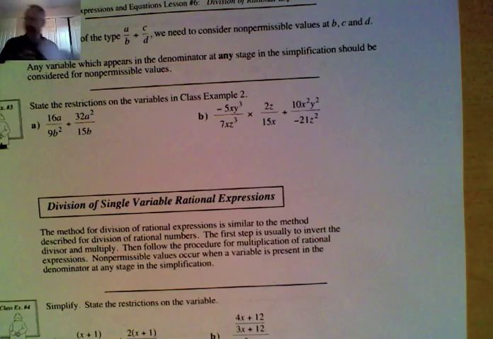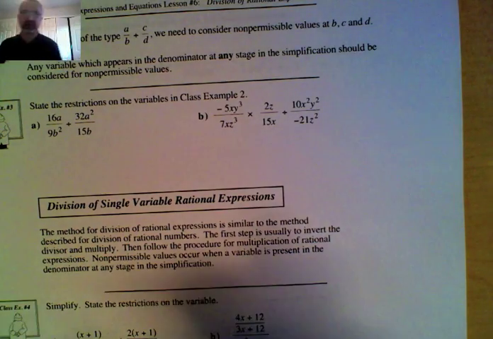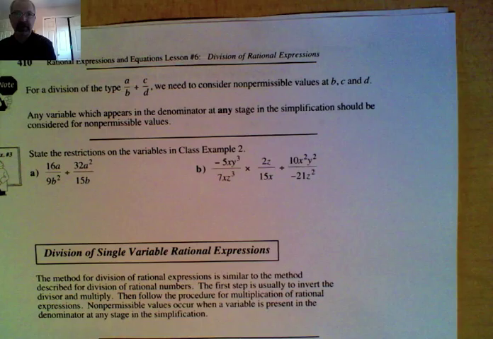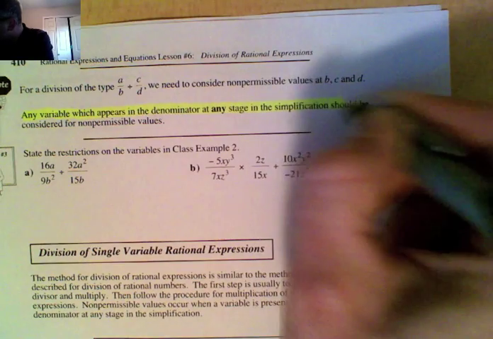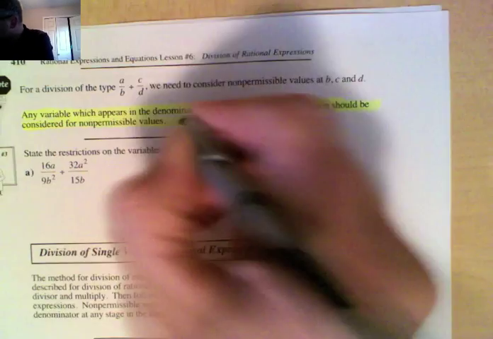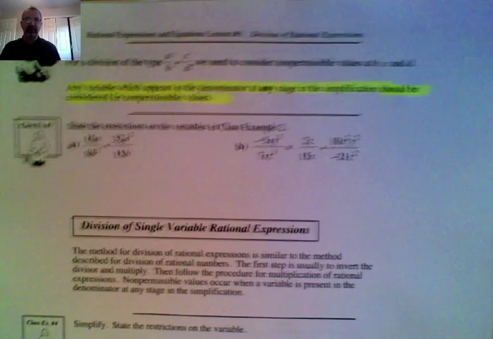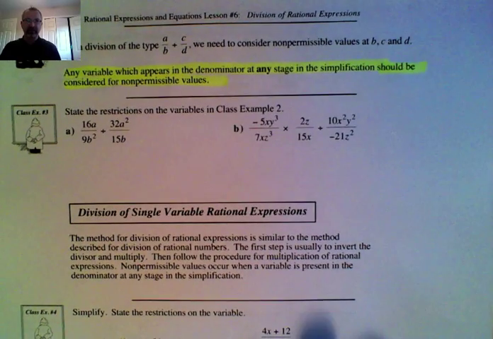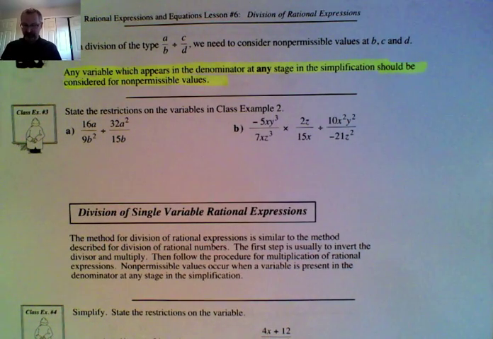So if we summarize that in a statement, which is at the top of your next page, it says any variable which appears in the denominator at any stage of the simplification should be called a non-permissible value. So any of the variables that we're going to end up in the denominator have to be considered as non-permissible values.